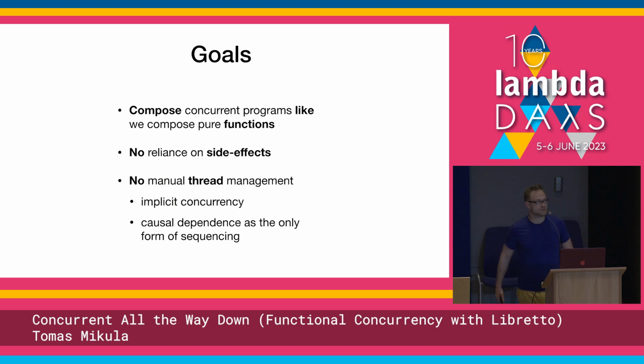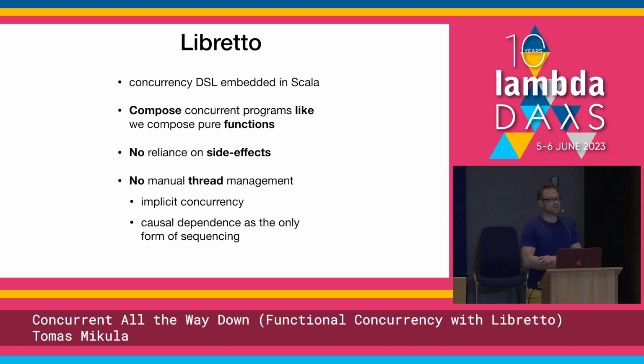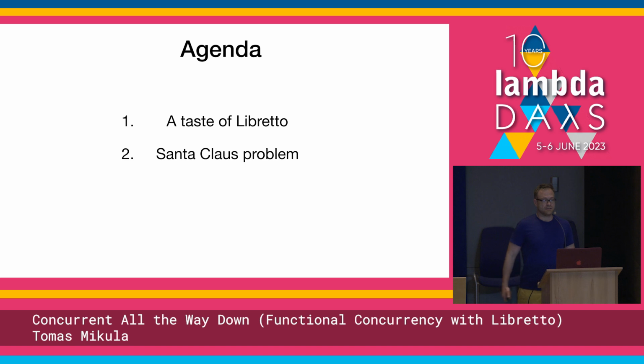This time with these goals in mind. Can we compose concurrent programs the same way that we compose just pure functions, without any reliance on side effects for starting a thread or sending a message or communication in general, and without any manual thread management? Any two things that don't depend on each other are implicitly concurrent. And these goals are exactly what Libretto, a concurrency DSL embedded in Scala, is all about. So the plan for today is to give you a taste of Libretto and then apply it to the well-known Santa Claus problem, which is a model problem in concurrency.